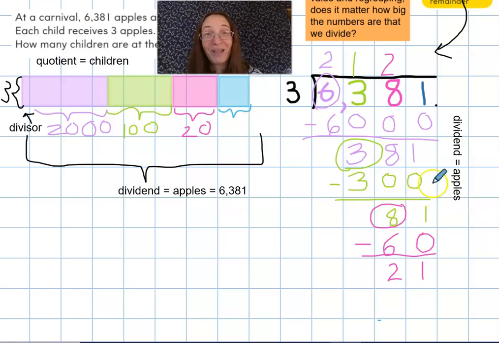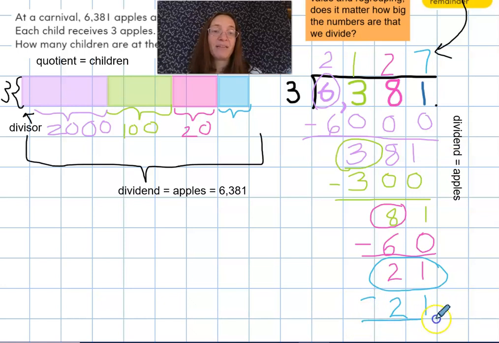I haven't had to do a lot of regrouping yet, but I'm going to do it now. By counting those 20 apples as single ones, I'm able to find out that 3 times 7 equals 21 apples. Now, that means a couple of things. First of all, it means that there were another 7 kids at this carnival who got those 21 apples. And also, there are no more apples left over, so I must have found my quotient of the number of children.